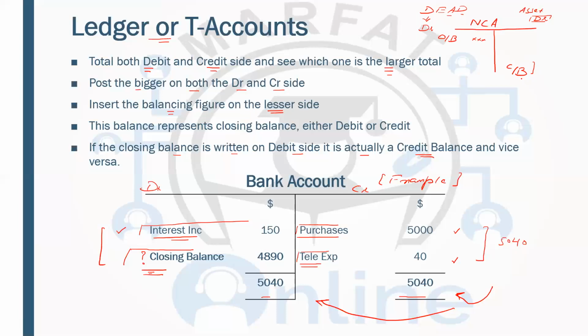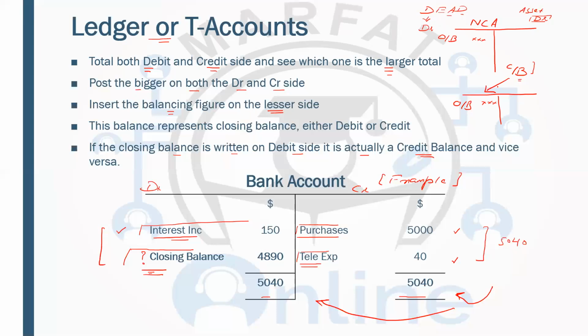If a closing balance is coming on the credit side, it represents a debit balance, and vice versa. The reason for that is because this is the closing balance of this year. Next year, it is going to be the opening balance, which will be coming on the debit side.